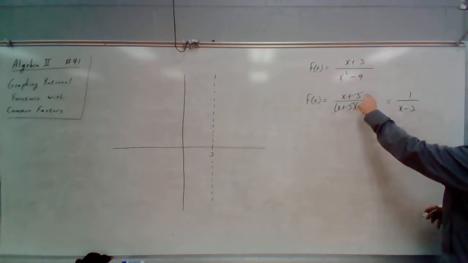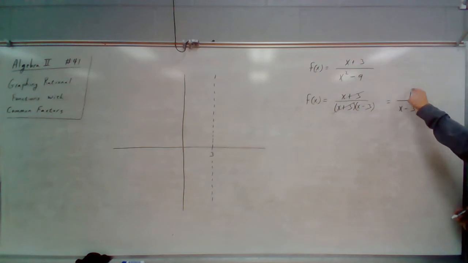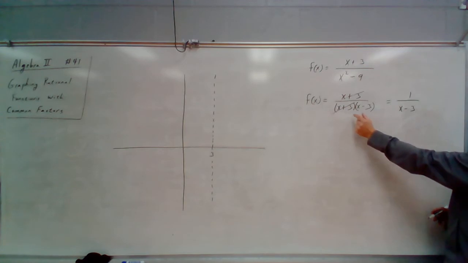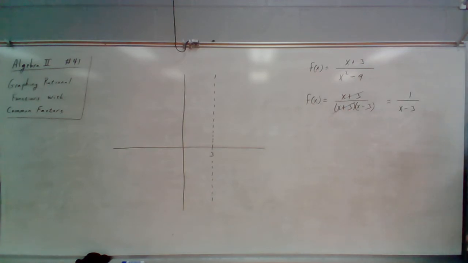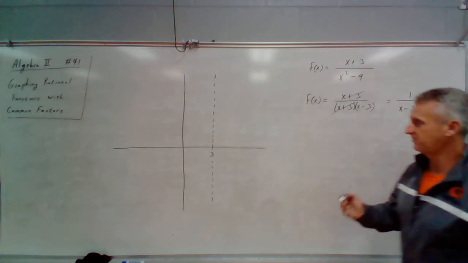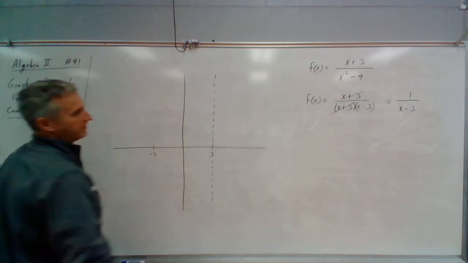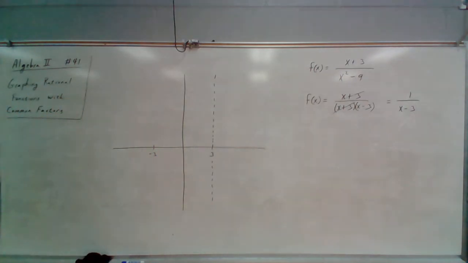So when I graph this function, it's going to look exactly like this one, which only has one vertical asymptote, except for one little point. And that one little point's negative 3. So it's going to look exactly like this, except there's going to be a hole in the graph at negative 3. So let's mark that. And let's see what we get.